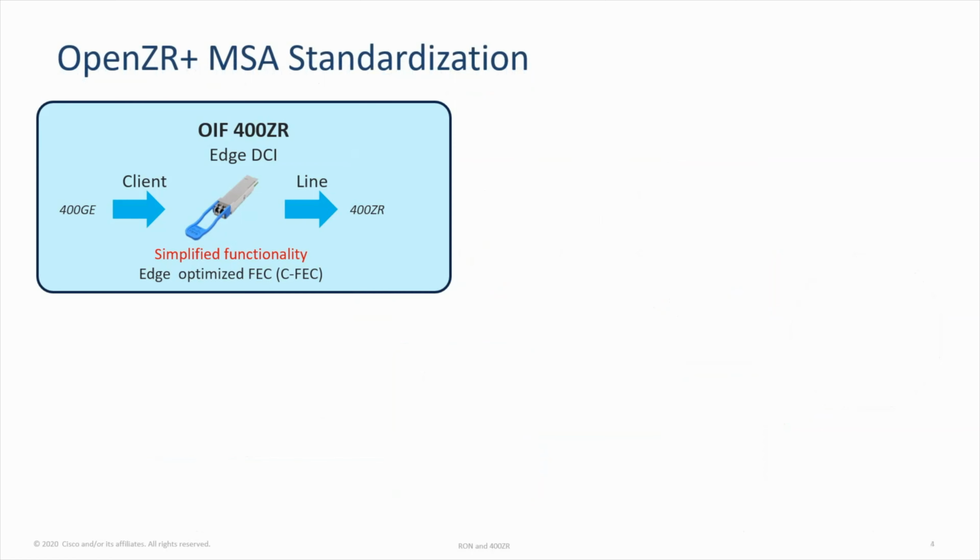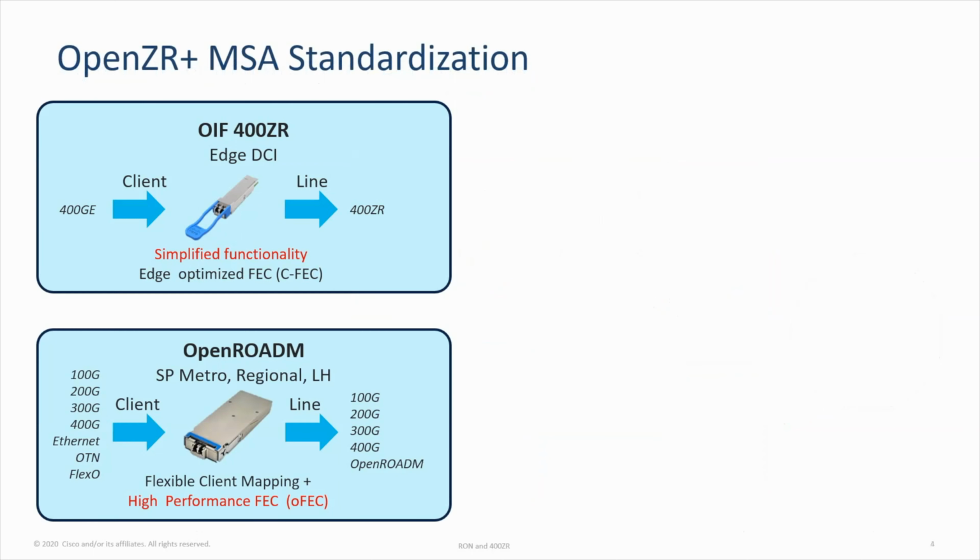In terms of standards, OIF is the first to come up with the 400ZR coherent standard for simple point-to-point 400G Ethernet data center interconnect. On the other hand, the Open ROADM MSA has also defined a full-fledged standard with multiple rates, flexible Ethernet and OTN client mapping, and a high-performance spec enabling regional and long-haul applications.